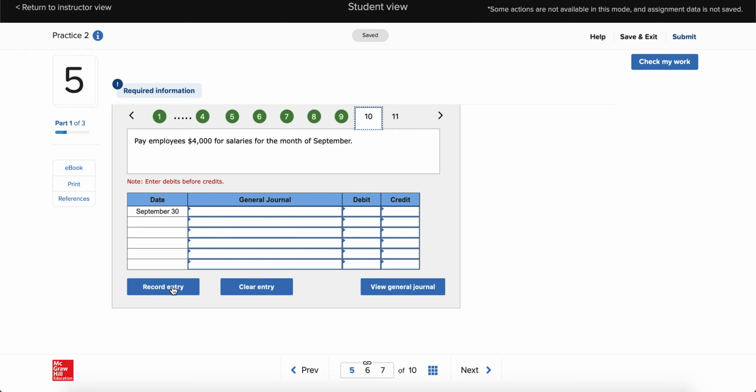Number 10, pay employees for salaries for the month of September. So salaries expense, $4,000, and paying means, again, credit cash, $4,000. And record that.